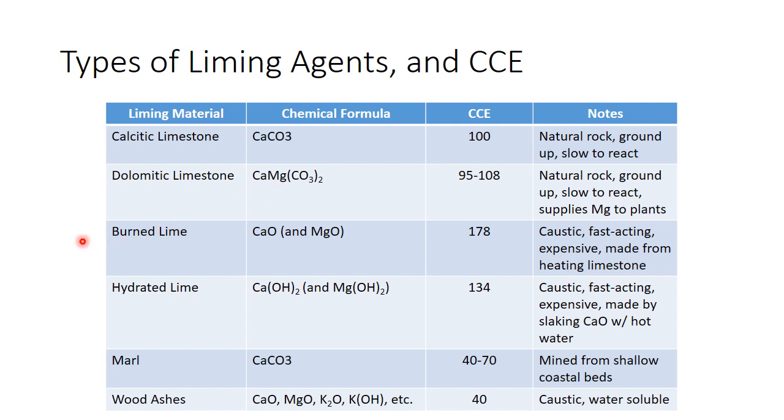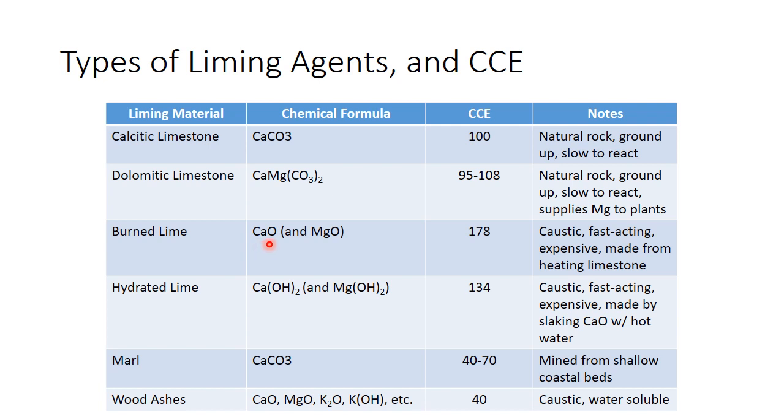Burned lime is created by taking calcitic limestone and burning it. The end result is that the carbon that was in that carbonate is actually burnt off as CO2, and we end up with calcium oxide. This is sometimes called quicklime because it's a lot more reactive and it works a lot faster. So it's more expensive because there's energy costs that go into burning that limestone. But if you want the pH changed immediately, burned lime or quicklime is the way to go.